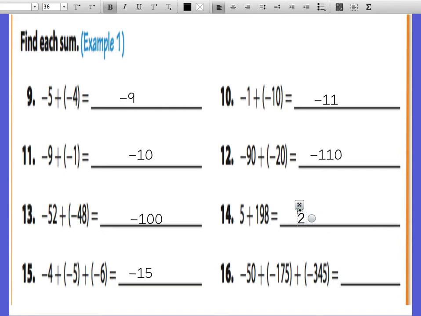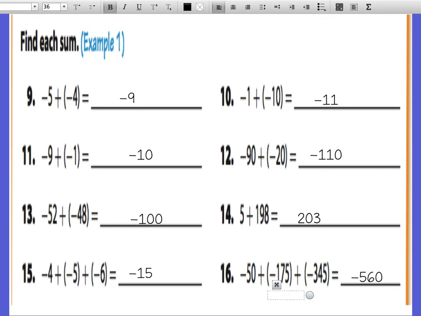5 plus 98 is 203. And then here I have -50 plus a -175. So I have 5 and 0 is 5. 5 and 7 is 12. Carry the 1. I have 225. And then now I have a -225 between these two. And I'm going to add a -345. Again, since they're both negative, I can just add them the way that they are. 5 and 5 gives me 0. 2 and 4 gives me 6. And then 3 and 2 gives me 5. But since they're both negative, I get a negative. So you should have gotten -560.